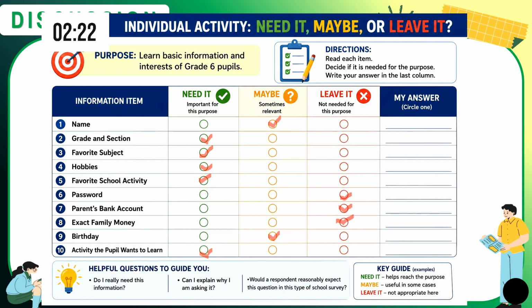You can emphasize: need it means information clearly helps us achieve our survey purpose. Maybe means information could be useful, but the survey can still achieve its purpose without it. And leave it means the information is unnecessary, unrelated, too private, or inappropriate to ask.